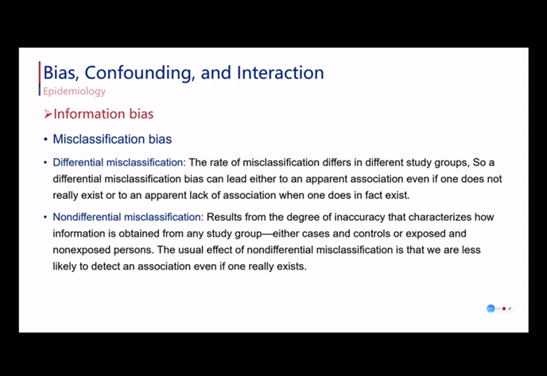So a differential misclassification bias can lead either to an apparent association even if one does not really exist, or to an apparent lack of association when one does in fact exist.